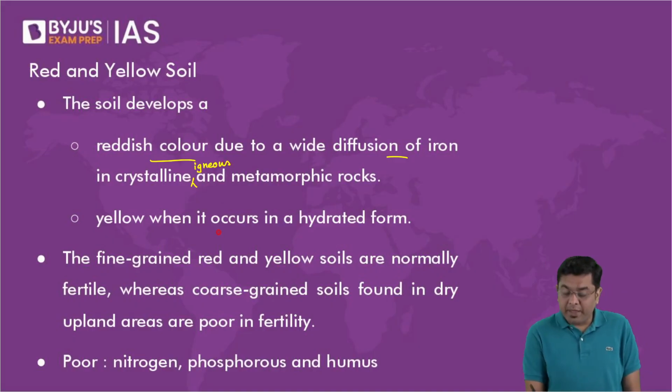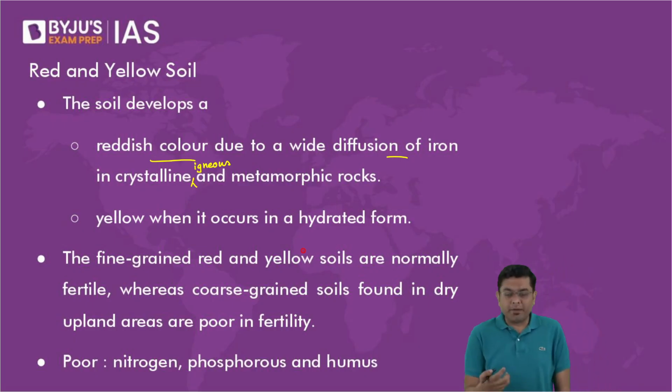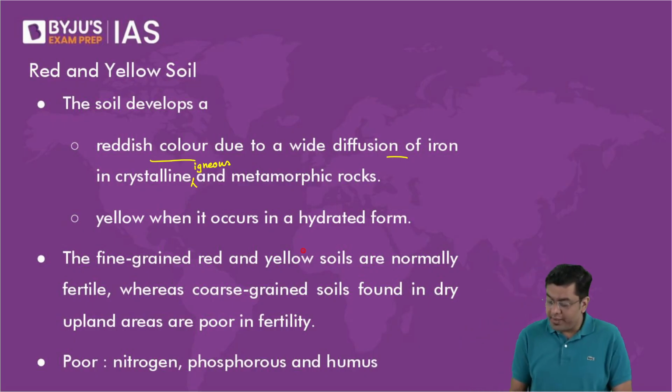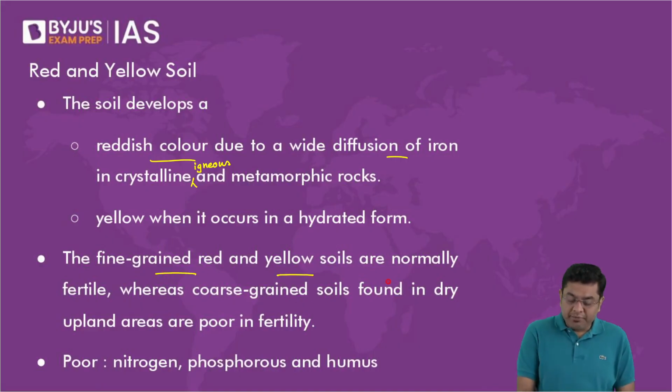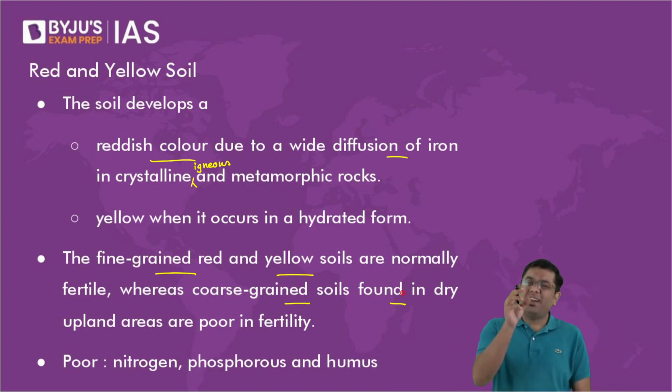Yellow color happens when they appear in a hydrated form. In the occurrence of rainfall, you have the formation of a hydroxide. Then, the fine grained red and yellow soil are normally fertile, whereas coarse grained soil found in drier regions are poor in fertility. Coarse grain means larger particles.